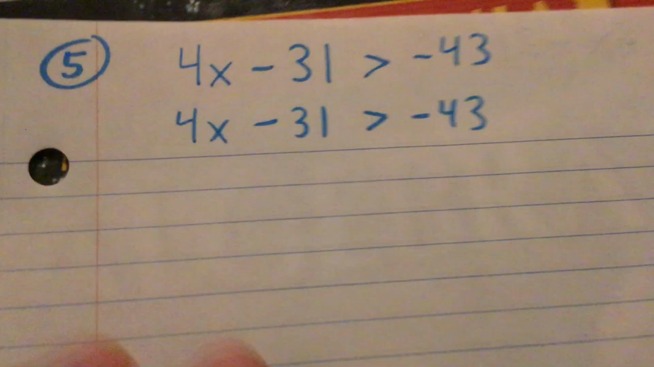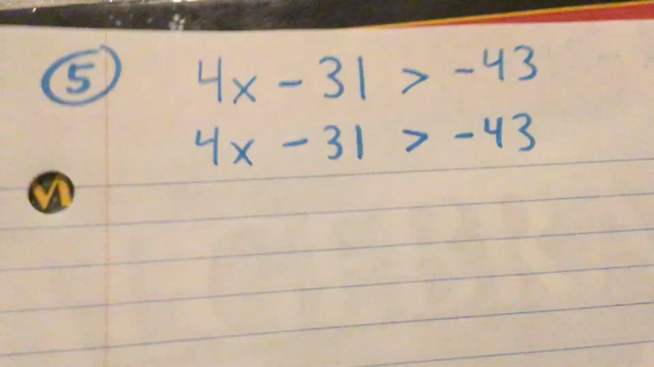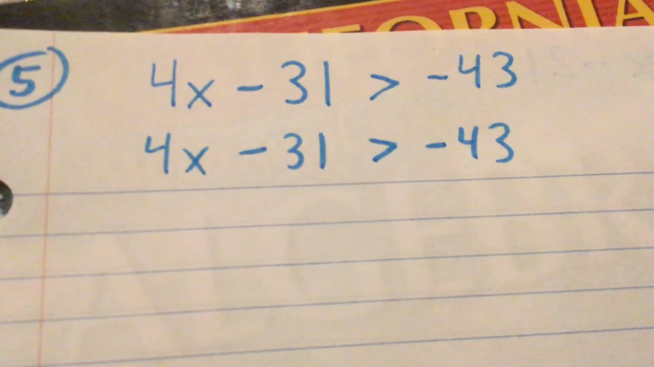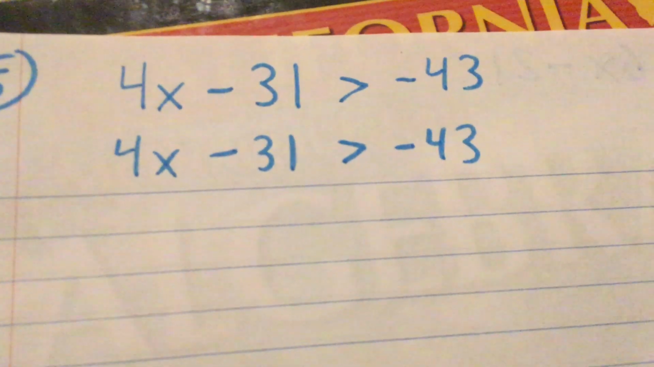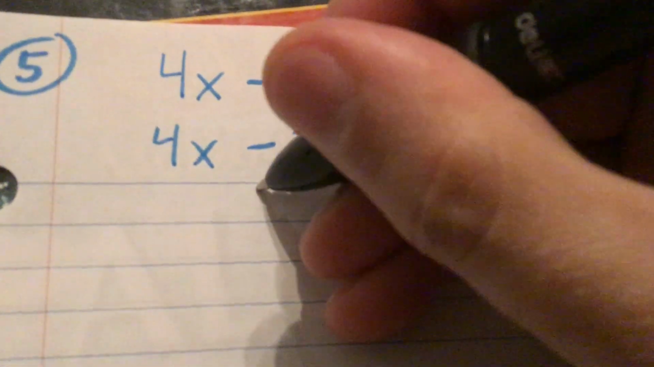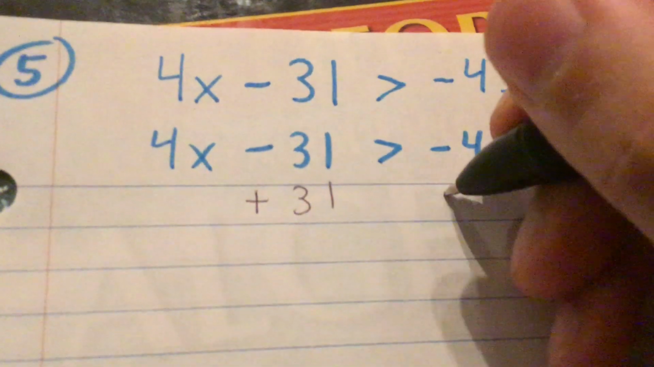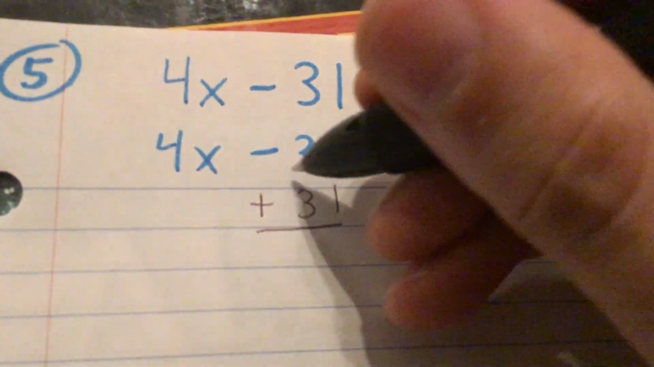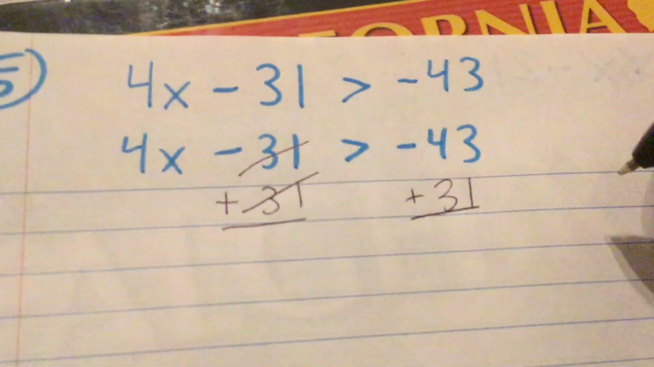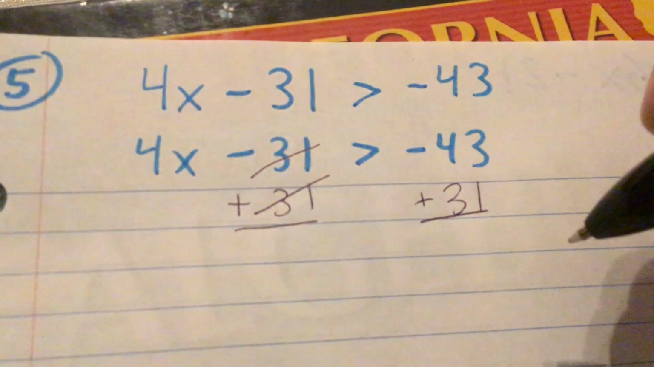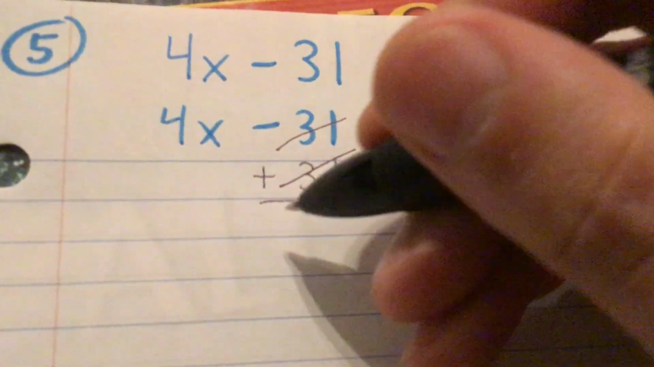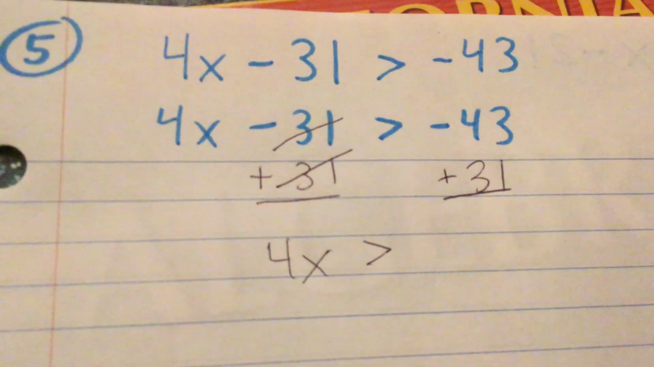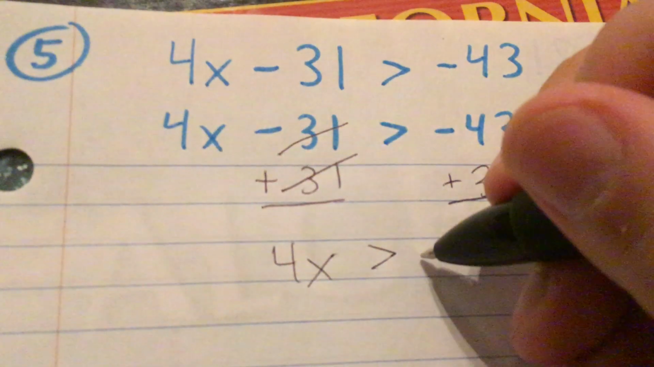All right, 4x minus 31 is greater than negative 43. So what can we do in this problem? Well, I'm going to undo the layers of x. I'm going to add 31 on both sides. Negative 31 plus 31 cancels out. Addition on both sides has no impact on the inequality symbol. So now I'm back to 4x still greater than negative 43 plus 31. That would be negative 12.